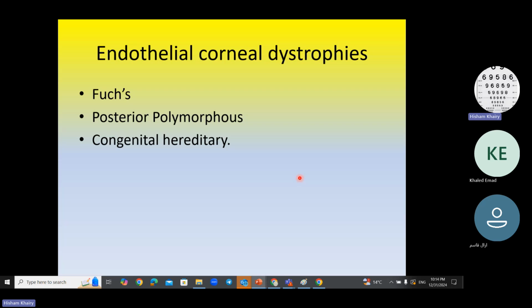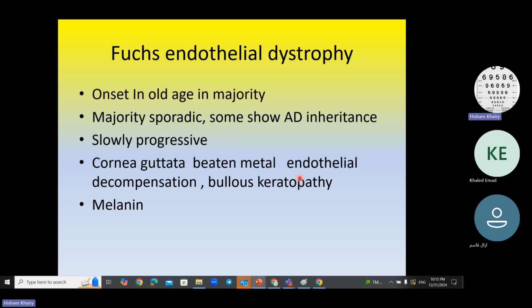And then moving forward to the endothelial dystrophies. The three main dystrophies you might mention are Fuchs endothelial corneal dystrophy, posterior polymorphous dystrophy, and congenital hereditary endothelial dystrophy. Some divide Fuchs into two types, early onset and late onset. However, it is mostly in old age.